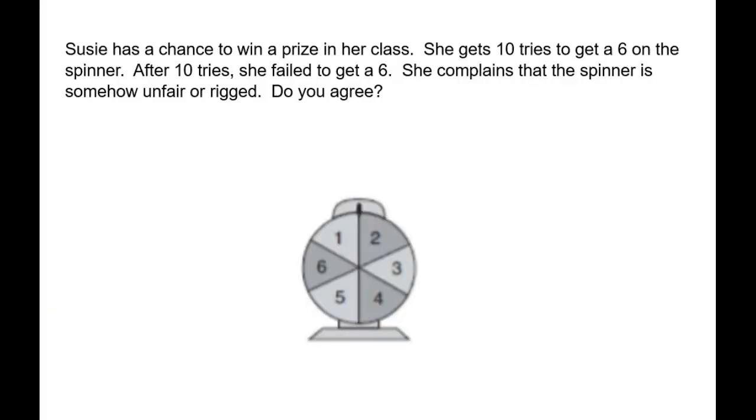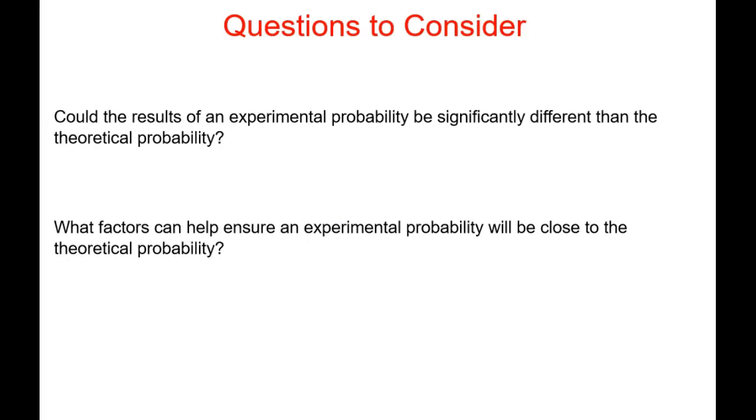The next problem. Susie has a chance to win a prize in her class. She gets 10 tries to get a 6 on the spinner. After 10 tries, she failed to get a 6. She complains that the spinner is somehow unfair or rigged. Do you agree with her? Okay, so I want you to go through this, calculate, think about what the theoretical probability was, think about her experimental probability. Do you think this spinner is somehow rigged or unfair? Come up with your results. We'll discuss these in class.